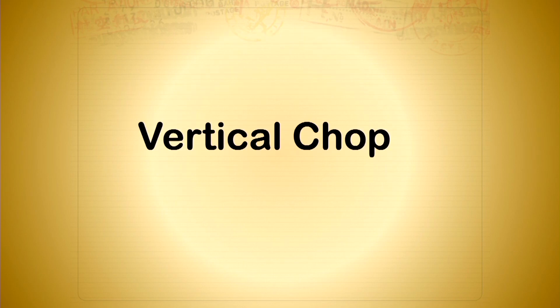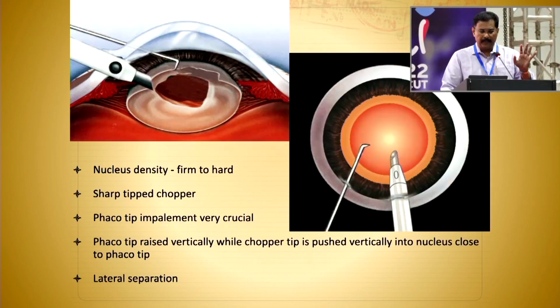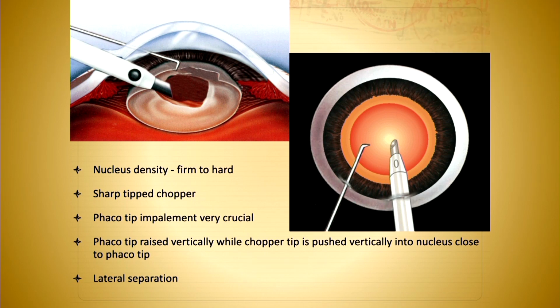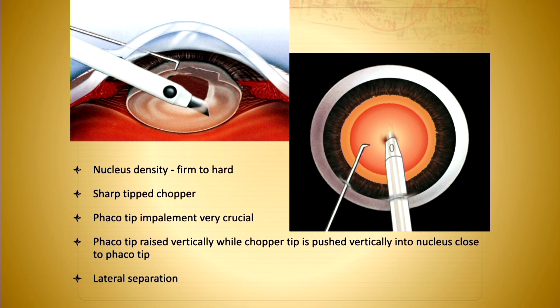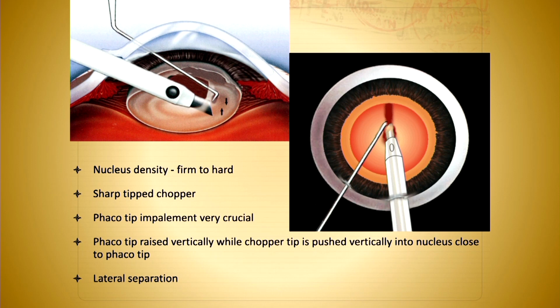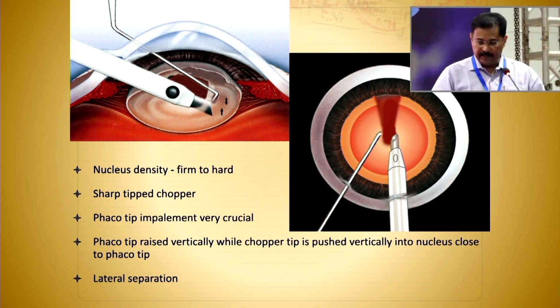So for me, there are two types of chops: vertical chopping and horizontal chopping. Vertical is done for harder nucleus, firm to harder nucleus. The nucleus is held with vacuum, go in with a burst of energy, come back to level 2, hold there, and within the rhexis margin, with a sharp chopper, neck close and adjacent to your phaco needle, go in with the chopper, lift up with the phaco probe, maintain the nucleus level, laterally separate, and that's it.